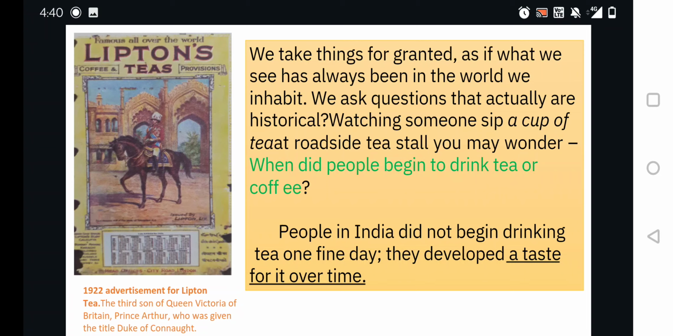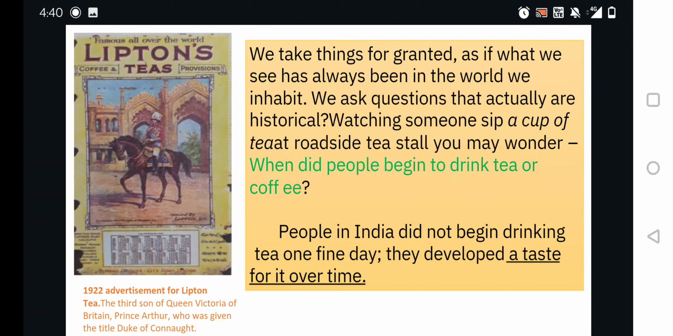Now everything in history should be learned in terms of a time period. Like if we talk about the example of having tea, when people in India started having tea, was it a particular day or did it take a time period? It took a time period. It was a process, and it happened over a time period. So that's how we should learn things: things do not happen in a single day. It takes a time period. That is when a process happens.